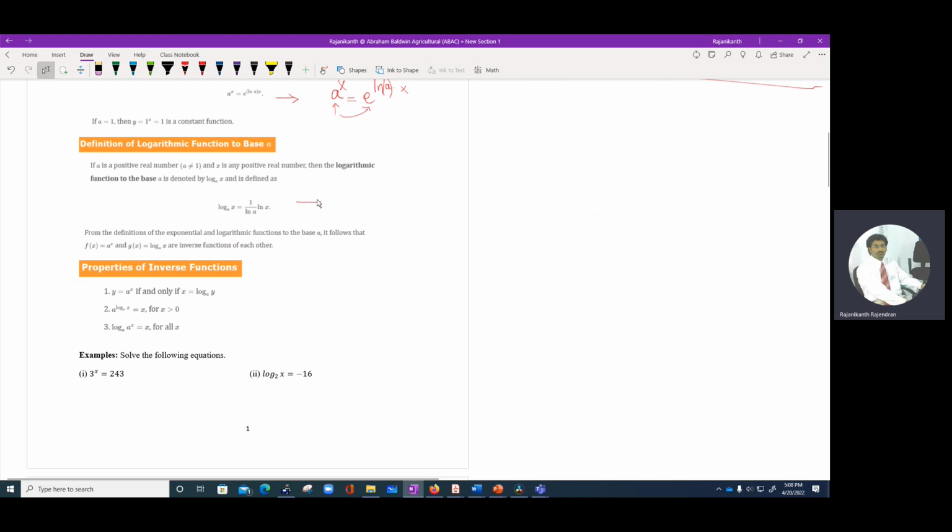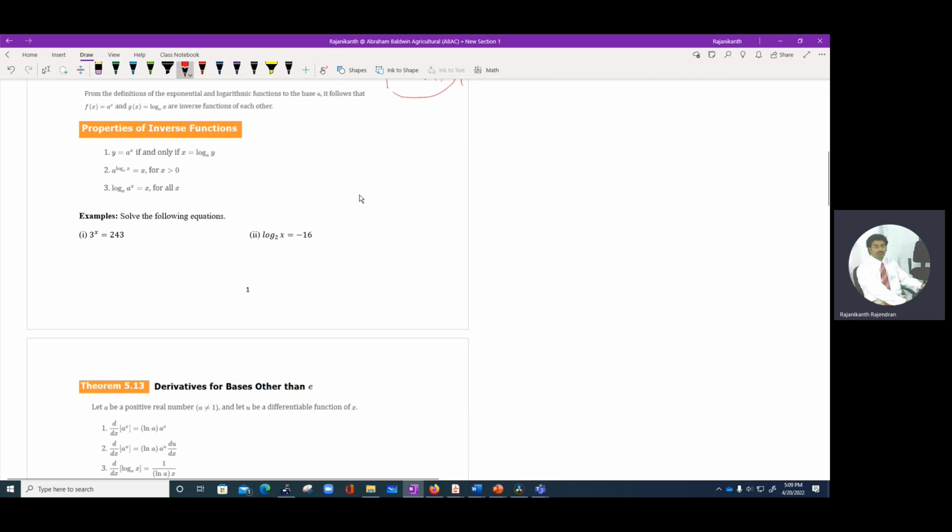Now, one more property. The logarithmic function with base a of x can be written as 1 over the natural log of that base a times the natural log of x. This property says that you could write any log function with base a in terms of ln x. So these are the two basic properties we are going to use to find the integration and differentiation dealing with bases other than e.